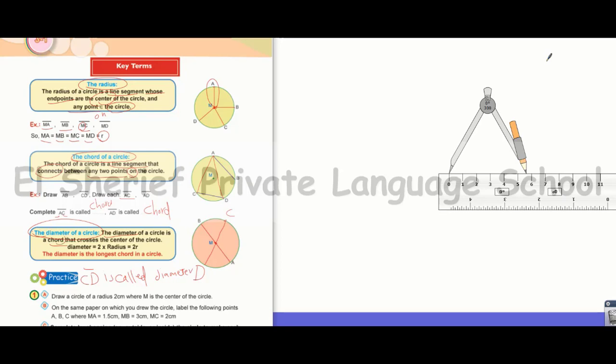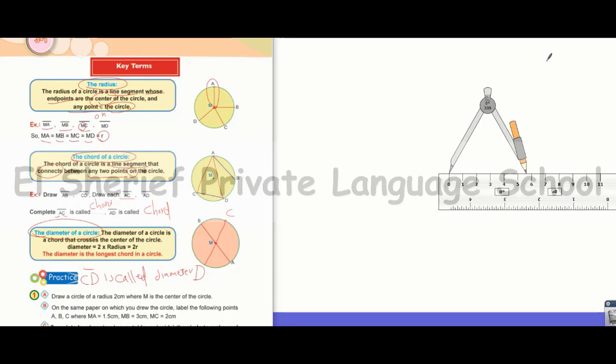So what's the meaning of diameter? The diameter is a chord, that means it joins between 2 points on the circle, but it crosses the center. It must cross the center of a circle. So again, the diameter is a chord, but it must cross the center of a circle. And we must know that the diameter is the greatest chord. So the greatest chord is the diameter.